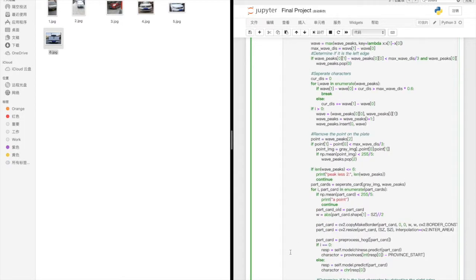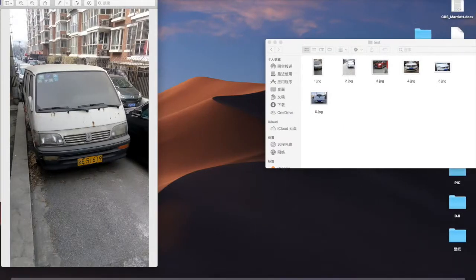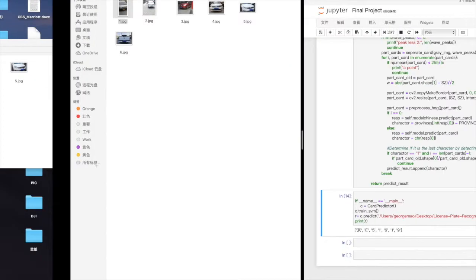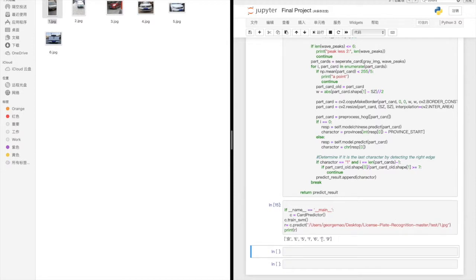Then we could use our model to recognize the characters in these small areas and return the result. So here we could test our project. In the first picture, the license plate includes E51619, and we could run this code, and the answer is E51619, and this is correct.